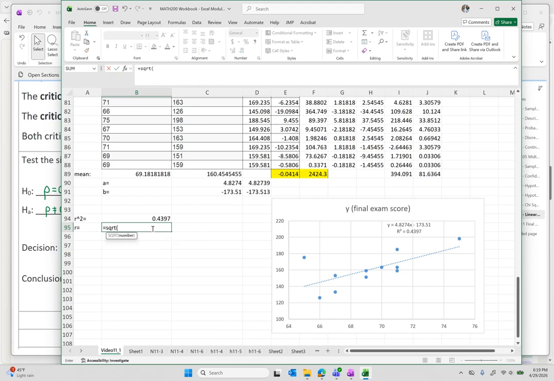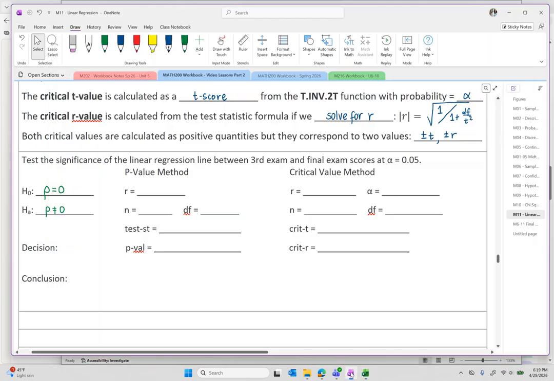So square root of 0.4397. Again, this is an approximation. The R is approximately positive 0.6631. And I found it as the square root of R squared.